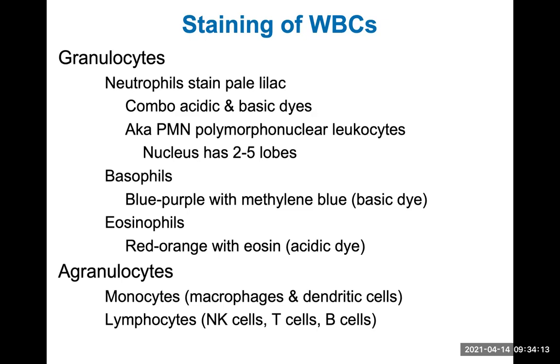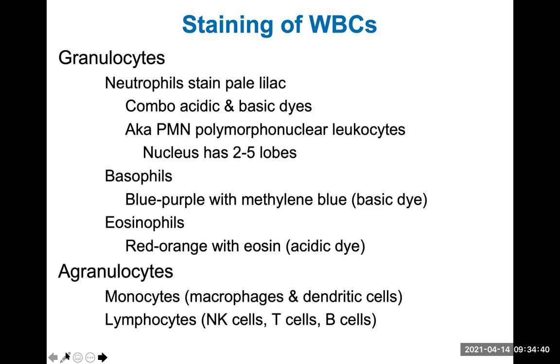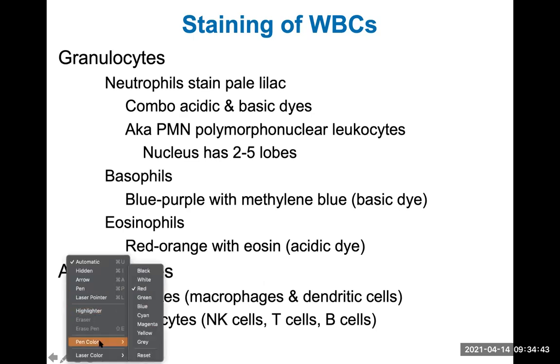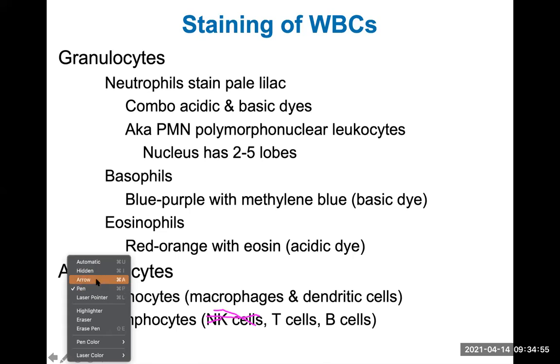Now, the agranulocytes will be your monocytes and your lymphocytes. Although you can cross out natural killer cell, because natural killer cell, as noted here, does have large granules. And so we will just ignore or cross out the natural killer. So here, let's go ahead and do that. Pen, magenta, cross out. Okay. Now we'll go back to my arrow. Okay.